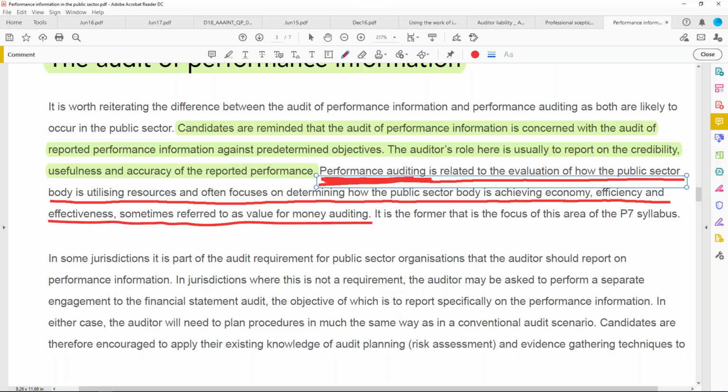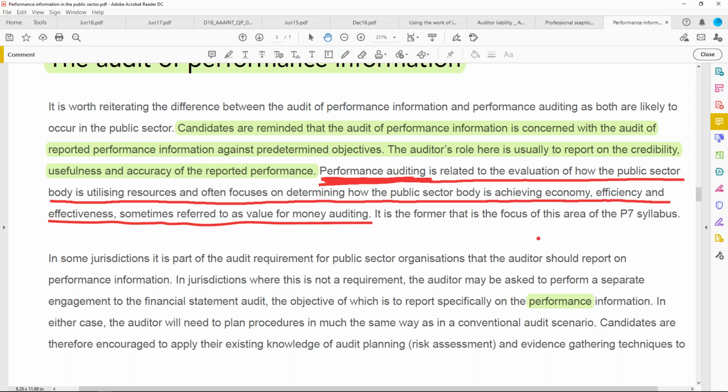right? The examiner is very clever, right? Examiner reads the mind of the student very well. After the examiner tells you the difference between both, can you look at the last line of the examiner? The examiner is writing in the last line, it is the former, that is the focus of the P7 syllabus. So the examiner is telling in the last line, it is the former which is the focus of the P7 syllabus. What is former here?